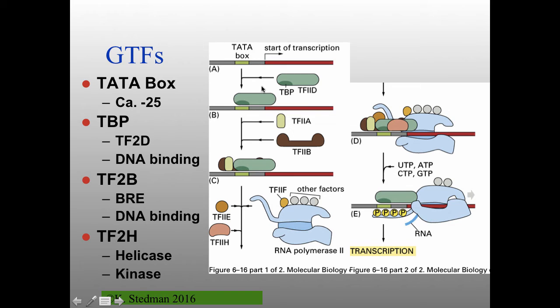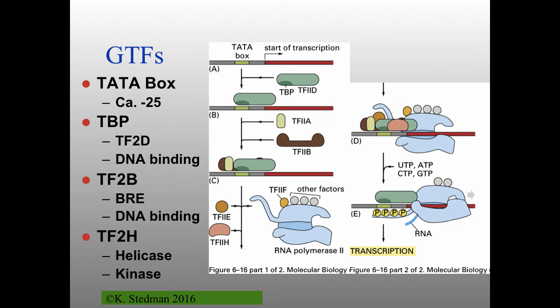TBP binds to your TATA box. TFIIB binds to the BRE. Once you have this binding, the polymerase can bind. Then you have TFIIH that has the helicase and kinase activity. Those are the important ones as far as we're concerned. A whole bunch of other things, different transcription factors, are there too, but we're not going to talk about them.